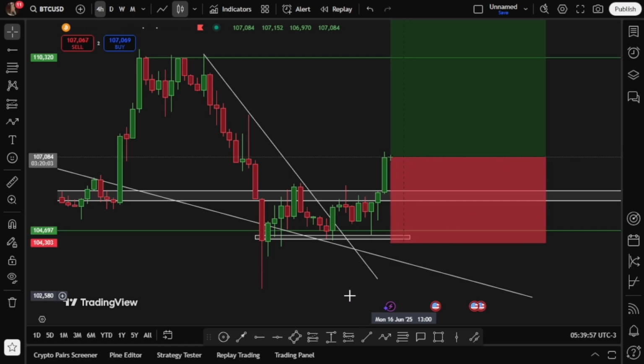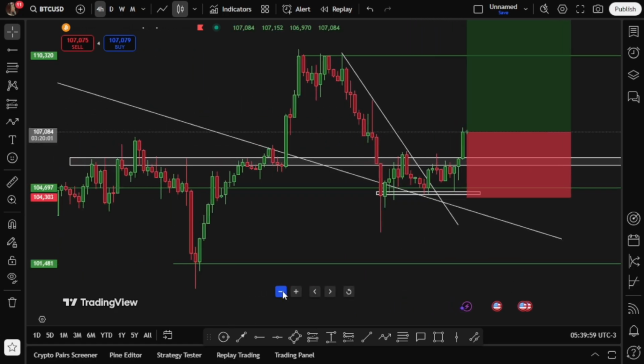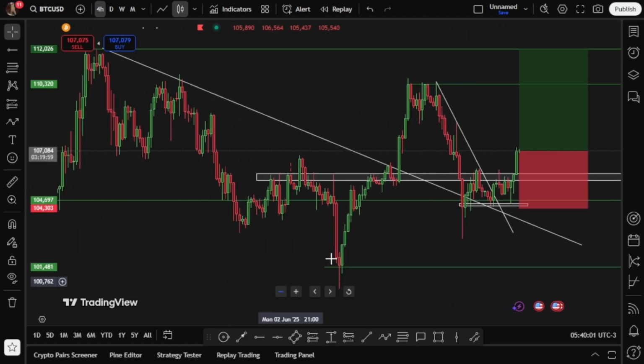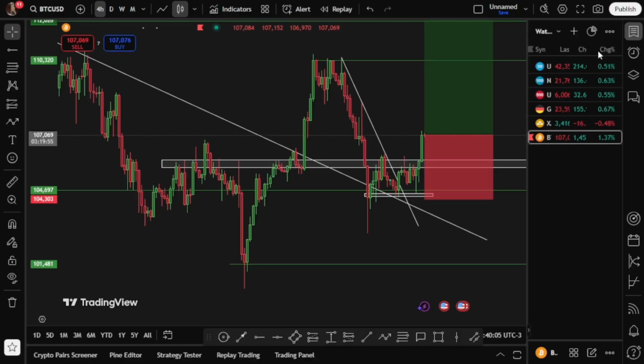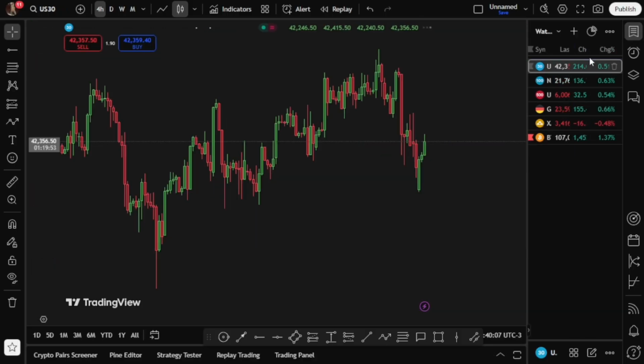So guys, on BTC we are on a buy. Good Life is on a buy on BTC, guys. So there you have it. So now let's scale down to US30.